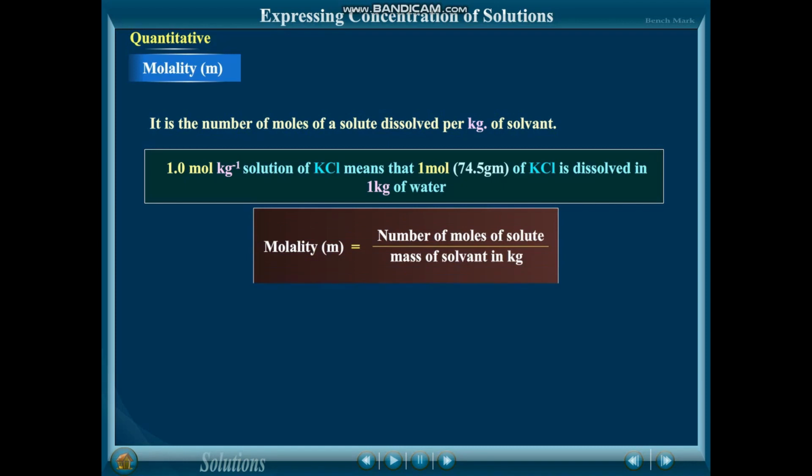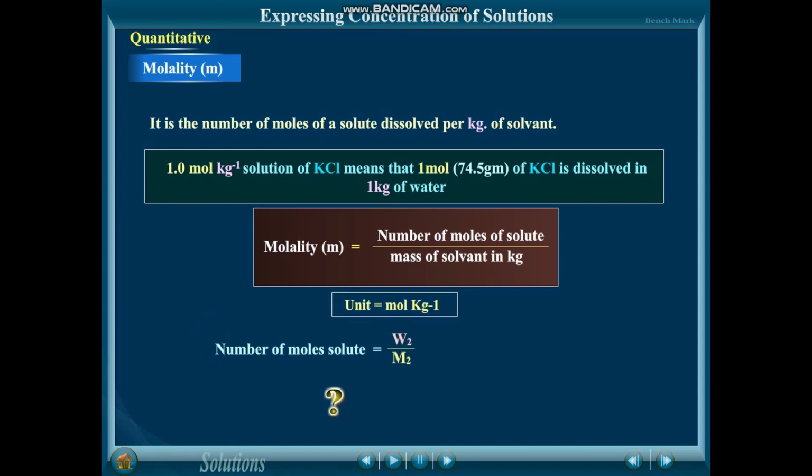So molality, which is represented as small m, is equal to the number of moles of the solute divided by the mass of the solvent in kg. The unit is moles per kg. The number of moles of the solute, we know how to calculate it. It is the same as in molarity. It is mass by molar mass. Here it is not capital M, it is small m.